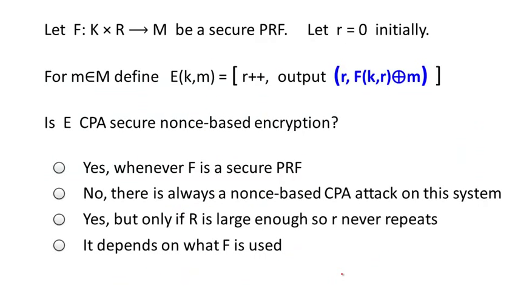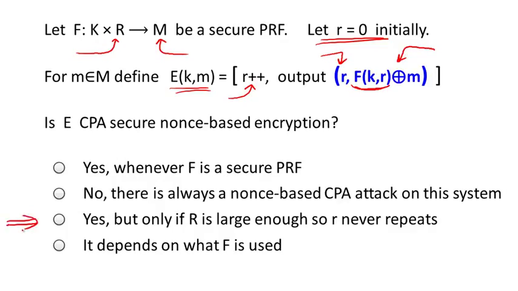So let's look at an example of a nonce-based encryption system. As before, we have a secure PRF that takes inputs in the nonce space R and outputs strings in the message space M. Now, when a new key is chosen, we're going to reset our counter r to be 0. And now when we encrypt a particular message m, what we'll do is we'll increment our counter r and then encrypt the message m using the pseudo-random function applied to this value r. And as before, the ciphertext is going to contain two components, the current value of the counter and then the one-time pad encryption of the message m. And so my question to you is whether this is a secure, nonce-based encryption system.